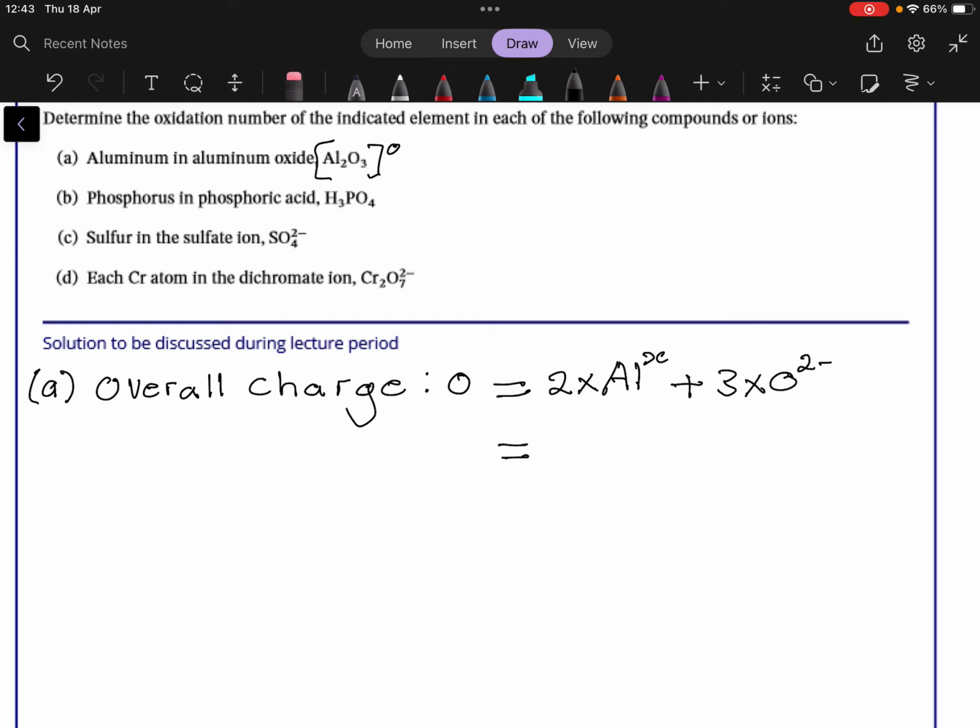And that must be equal to twice the charge of the aluminium plus 3 times the charge of the oxygen. So this is 2x plus 3 times -2. Still 0. So x is then equal to, so this becomes -6. We take 6 across the equal sign, you get 6 divided by 2. So that gives us +3. So now you can always use that check.